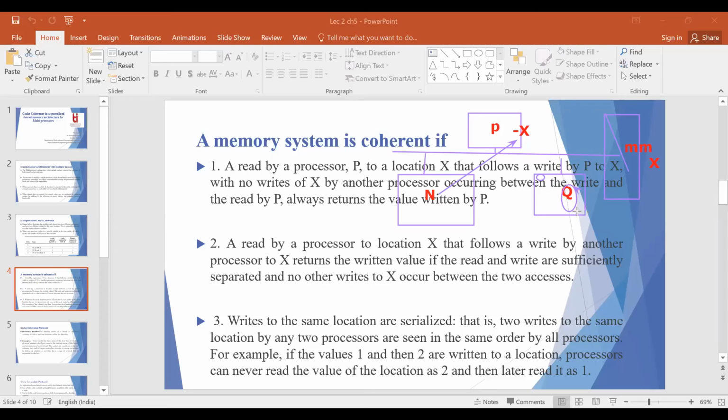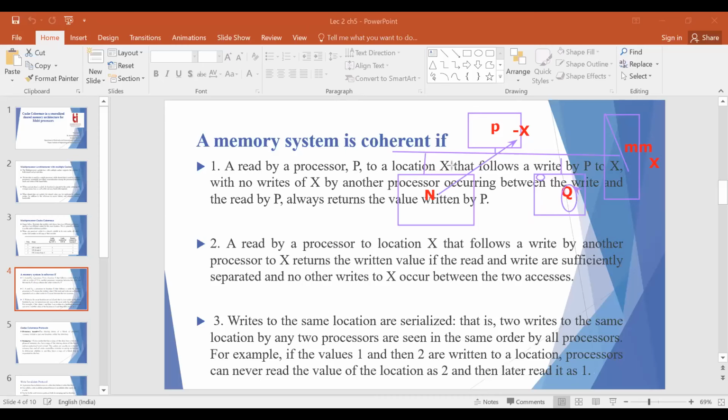Okay. So it says that writes to the same location must be serialized. That is, two writes to the same location by two processors should be seen in the same order by all other processors. For example, if the values 1 and 2 are written to the location X, say X was updated as 1 by P and then 2 by N, then processors can never read the value of the location as 2 and then later read it as 1. So if it reads it after N has written, it should always get the updated value. Getting?